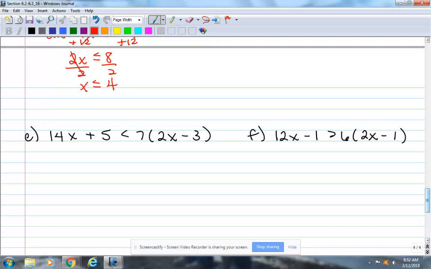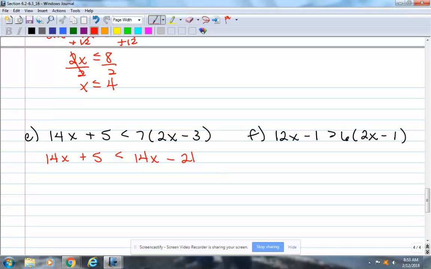So what do y'all think we're going to do first here on problem E? We're going to distribute. 14x plus 5 is less than 7, parentheses 2x minus 3. We're going to distribute the parentheses. So we're going to copy the left side. And what is 7 times 2x? 14x minus 30. Minus 21, right? I just did the most common mistake. You're supposed to do the outside term times both terms.